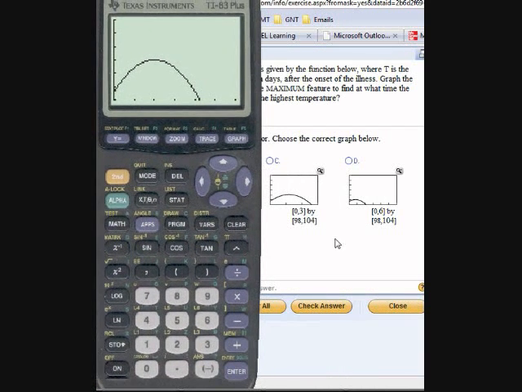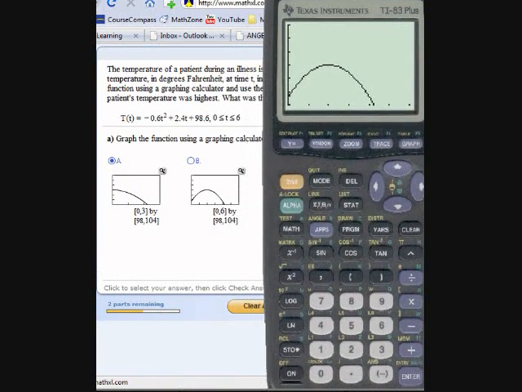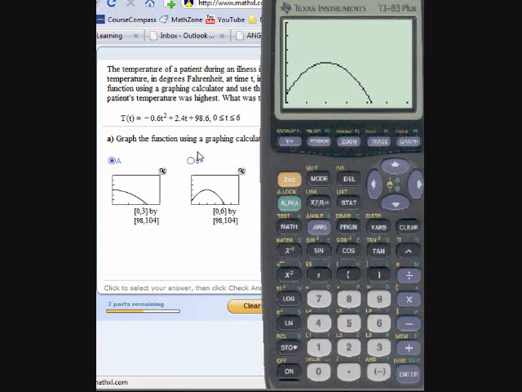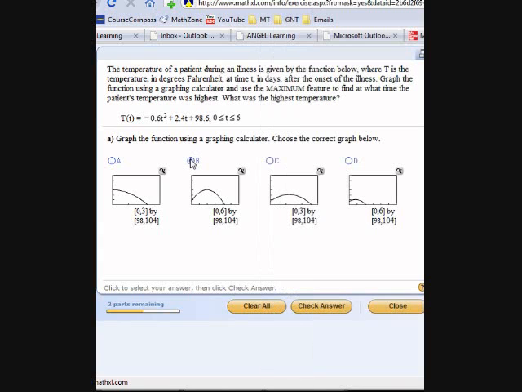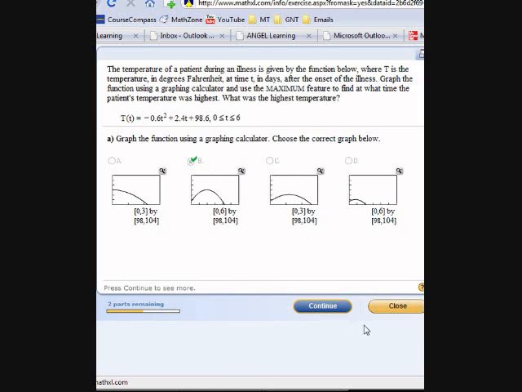And here's 0 to 3. We've messed up because we can't use that. They want us to use 0 to 6, so we can rule that one out. This one, well, that don't look like it. So my guess is that it's B right here. So let me click on B, and I'll check the answer. Wow! Good job. Okay. So I can now continue on to the next part of the problem. I did that right.